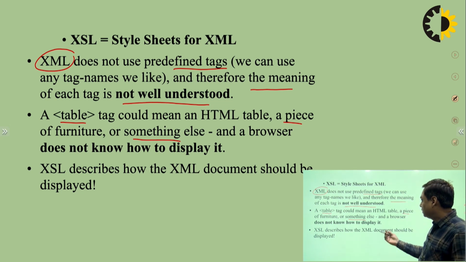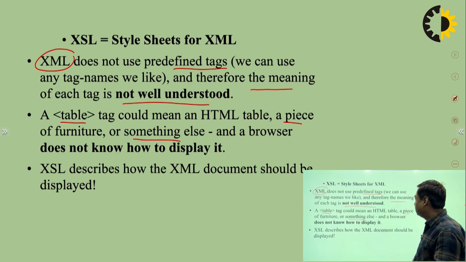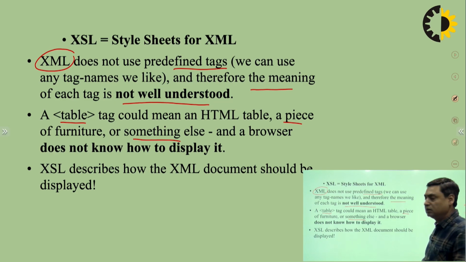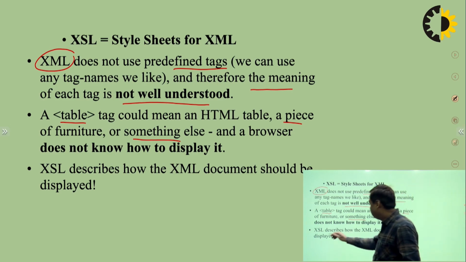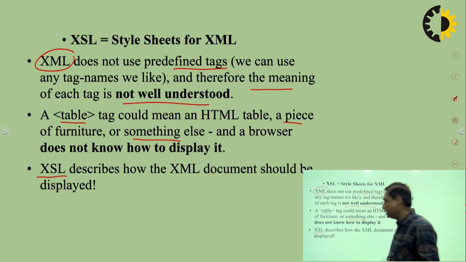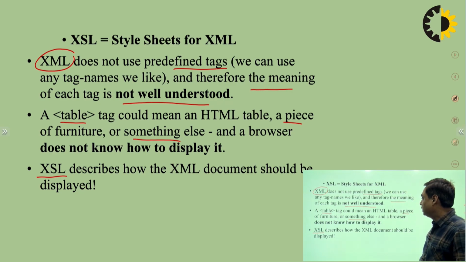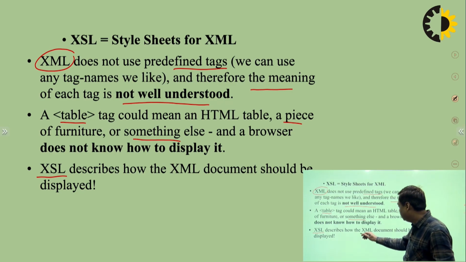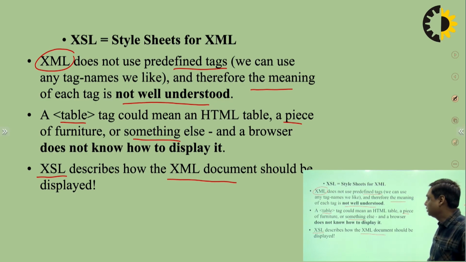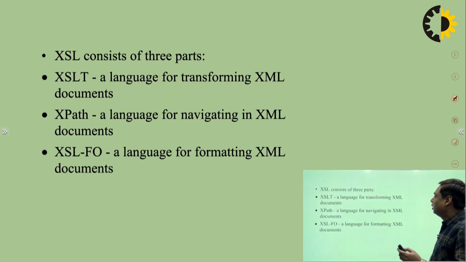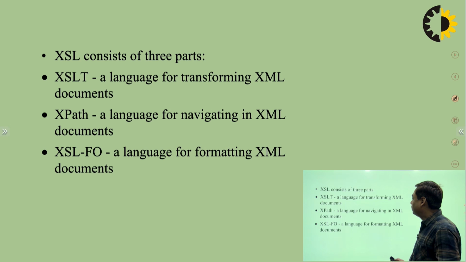So there are some differences in using the tags in the HTML. HTML has predefined tags, and XML does not have predefined tags. So we need to use a different way of presenting the content. So the different way of presenting the content is XSL, Extensible Stylesheet Language, which is basically designed for the XML documents. Let's go in detail about what is the XSL.